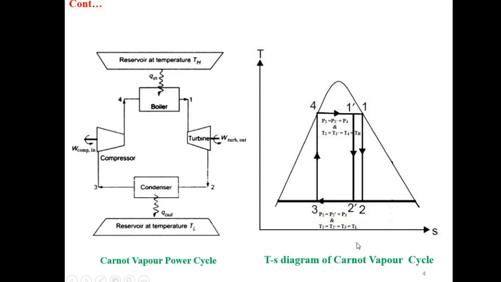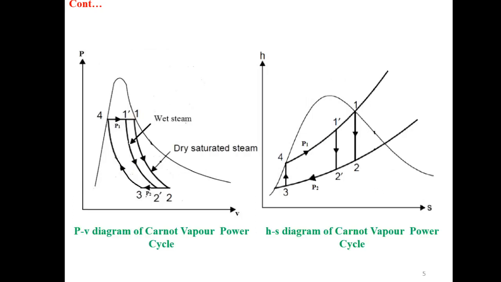Now this is the TS diagram. In this, first of all, draw the dome of the TS diagram. This is the dome. Then draw two horizontal lines, this one and this one. How to draw the points we will discuss in the later section.